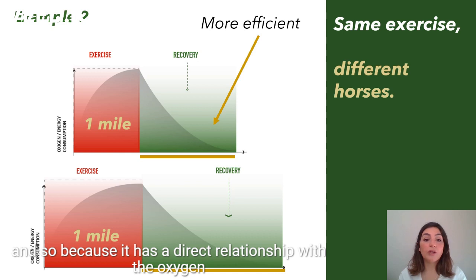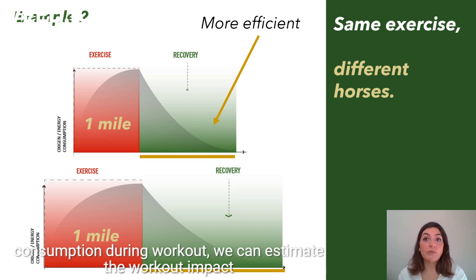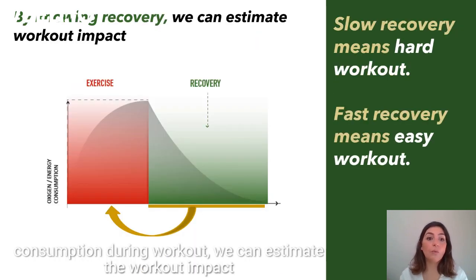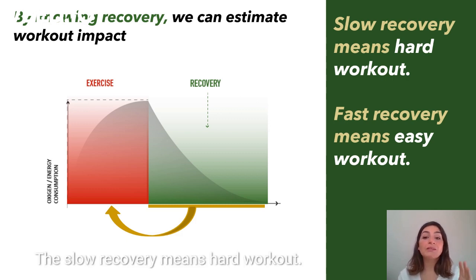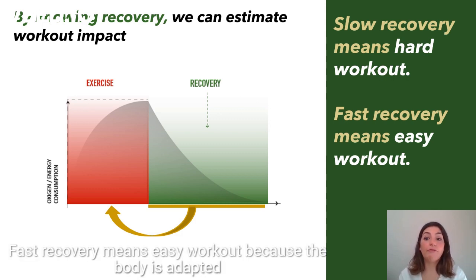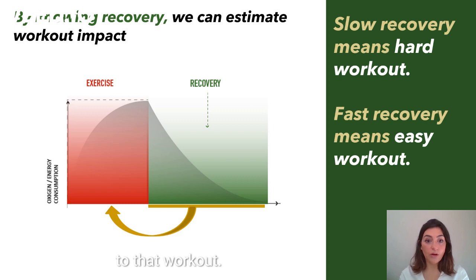And because it has a direct relationship with the oxygen consumption during the workout, we can estimate the workout impact by knowing recovery. Slow recovery means a hard workout. Fast recovery means an easy workout because the body is adapted to that workout.